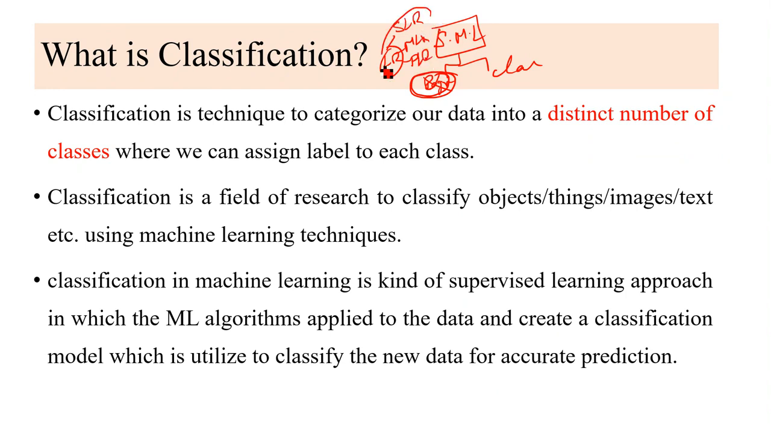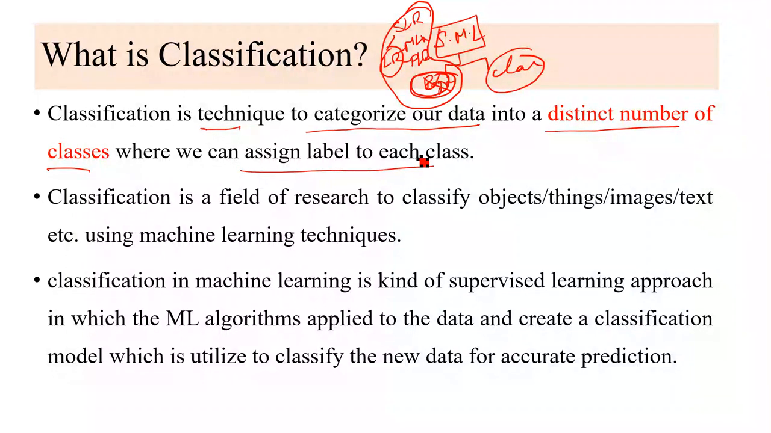We already discussed regression kinds of problems. From now onwards we have to discuss classification problems. So what is classification? Classification is a technique to categorize our data into a distinct number of classes, where we can assign labels to each class.